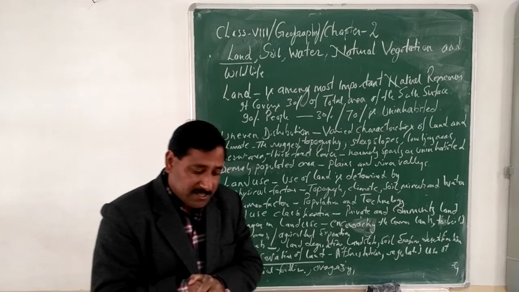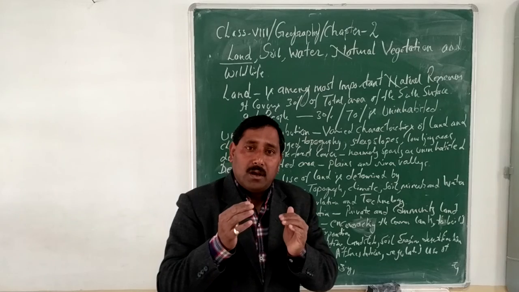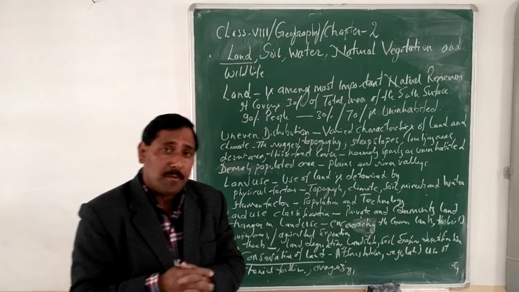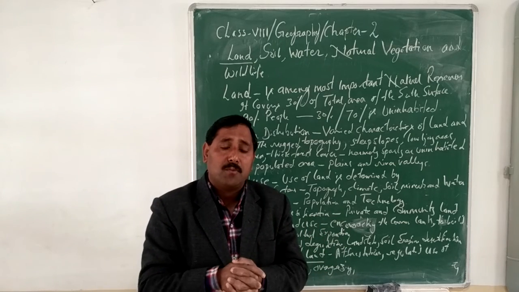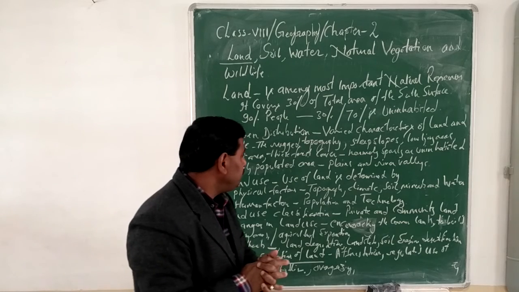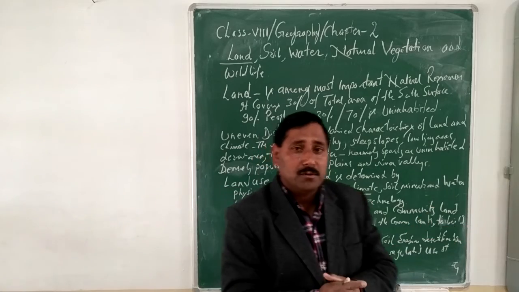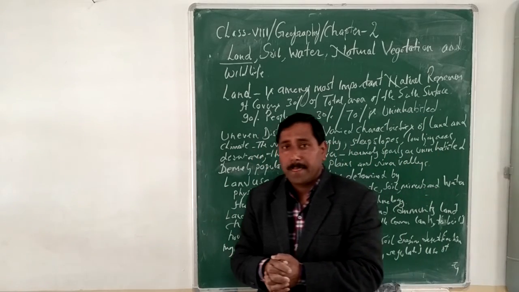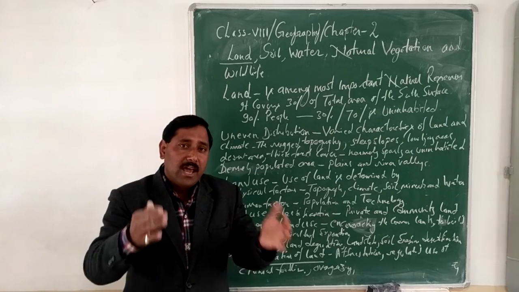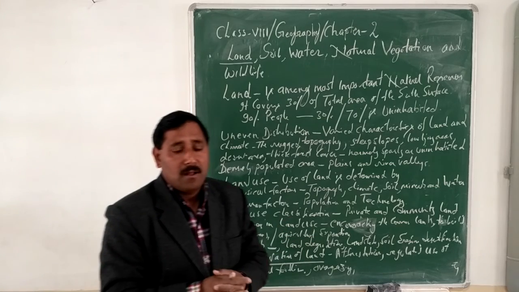So by now you must have understood the difference in distribution of population, why the uneven distribution of population is there. Now we will talk about the land use. Now what is land use? In my simple language, the way how we use the land, that is land use.